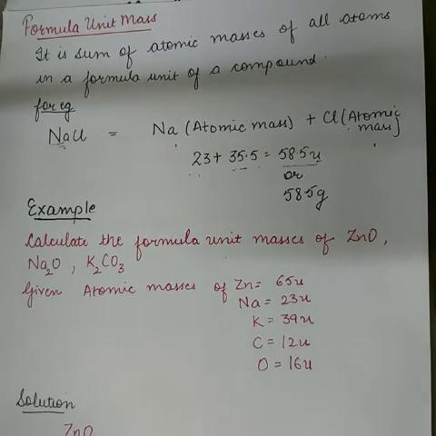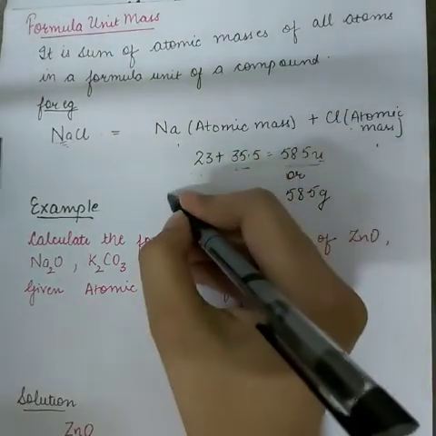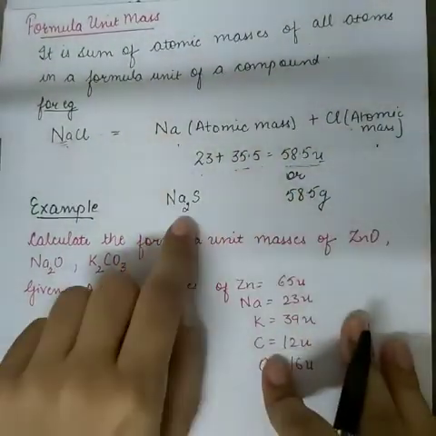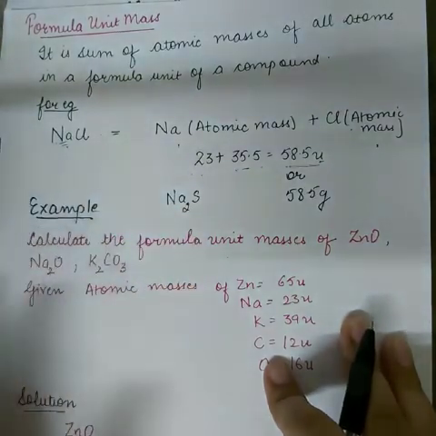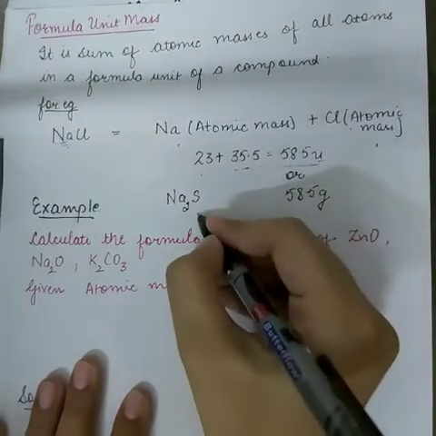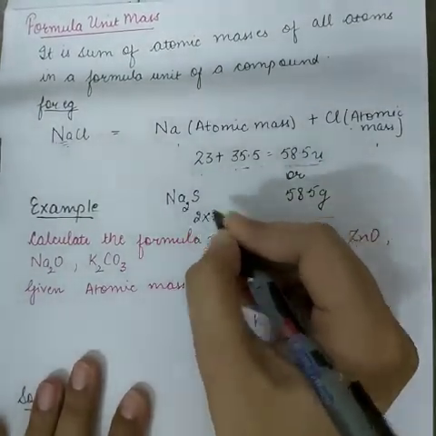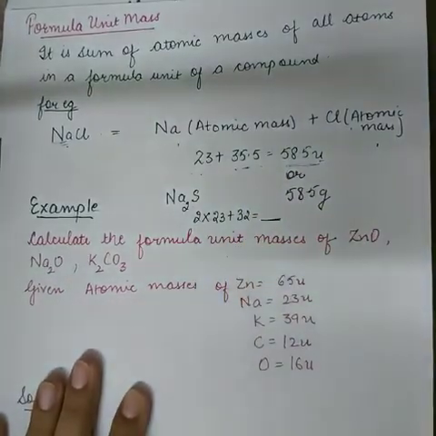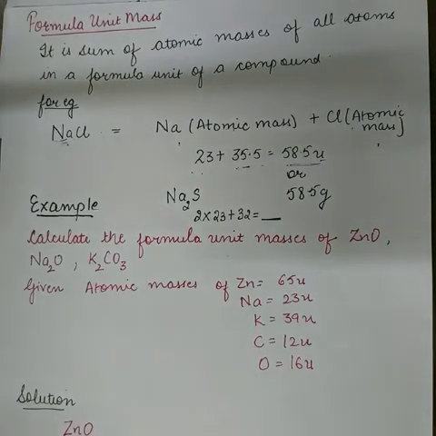Right, student? So this is similar to molecular mass. For example, you want to calculate the formula unit mass of sodium sulfide. The formula of sodium sulfide is Na2S. How will you calculate? 2 into the atomic mass of sodium plus the atomic mass of sulfur. 2 into the atomic mass of sodium, which is 23, plus the atomic mass of sulfur, which is 32. You add up and you will get the answer. So this is the way we calculate formula unit mass.